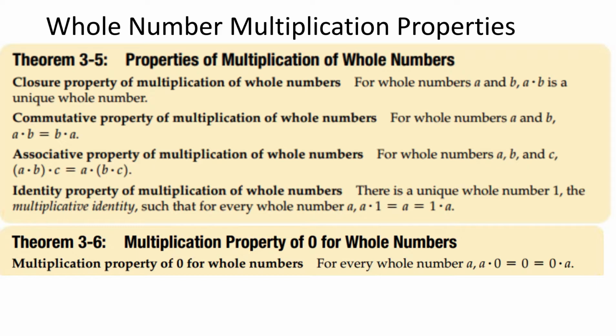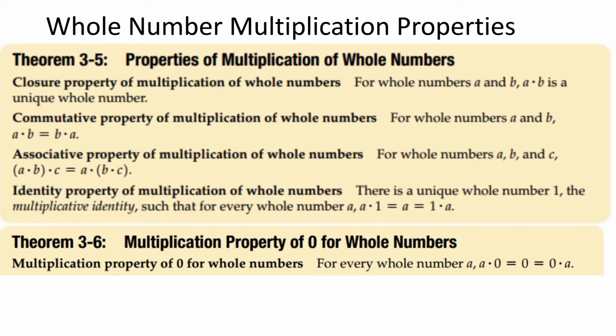But just like addition in whole numbers, closure property works for multiplication. So we need to consider commutative property, associative property, identity property. Okay? Commutative property, you can commute the numbers around. So 2 times 3 is equal to 3 times 2.